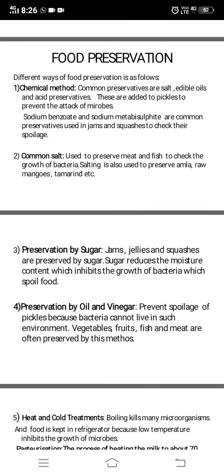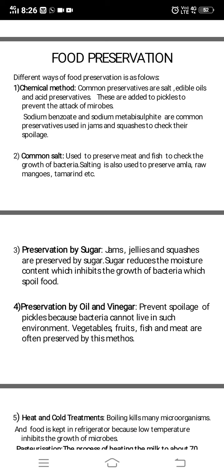First, the chemical method. Here the common preservatives used are salt, edible oil and acid preservatives. These are added to pickles to prevent the attack of microbes. In pickles, usually a lot of salt is added, then oil, and vinegar, that is an acid. Vinegar is acetic acid. So that will prevent the attack of microbes. That's why these things are added.